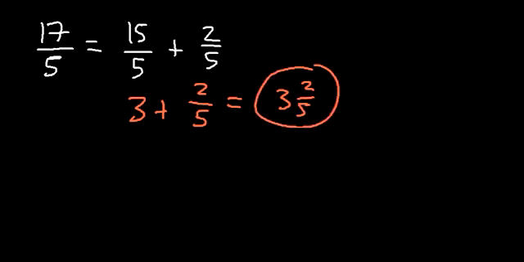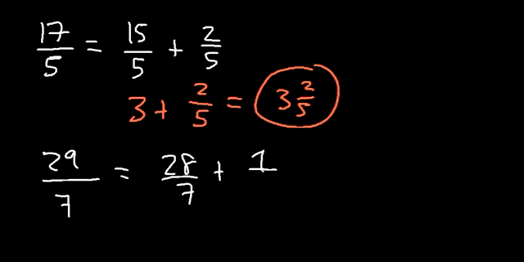Here's another one. Let's say if you have 29 over, let's use 7. So the highest multiple of 7 just under 29 is 28. You have 7, 14, 21, 28. So 28 plus 1 is 29. And then 28 divided by 7 is 4. So this is 4 and 1/7.